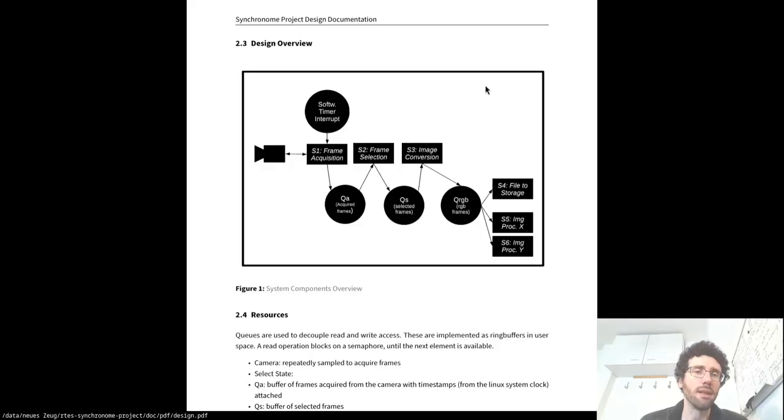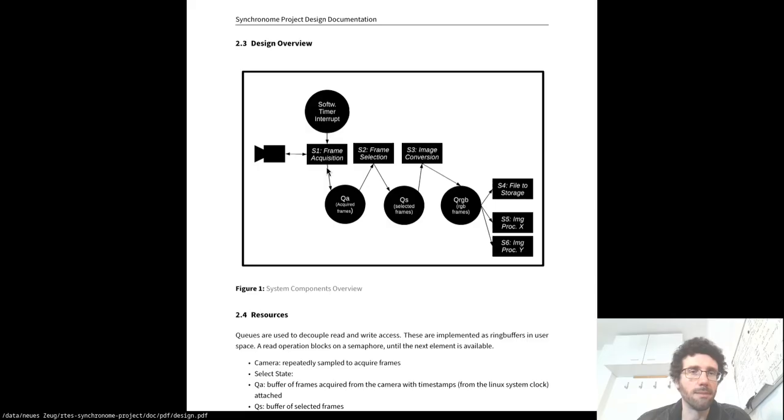The functionality is split into several services which are connected through message queues, and this realizes a design that realizes a chain of responsibilities that represent the several stages of processing of the images. And the first service is frame acquisition.